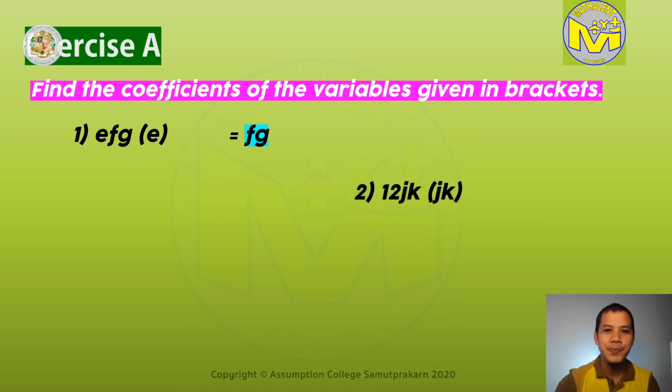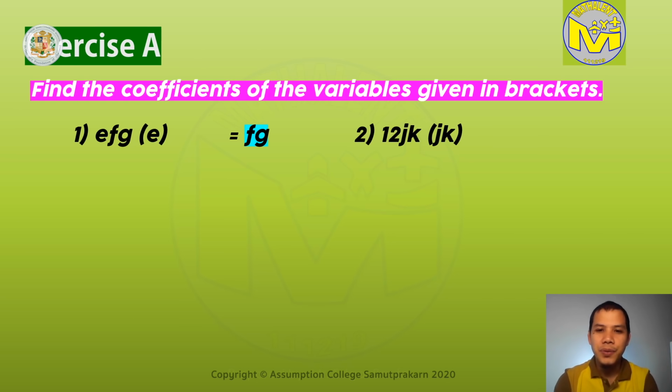Number two, the 12JK, JK is in the bracket. Wait, let me show you the pointer. Alright, JK is in the bracket. So JK is in the bracket. So what is left? What do you think is the coefficient of JK? Very easy. It is 15.